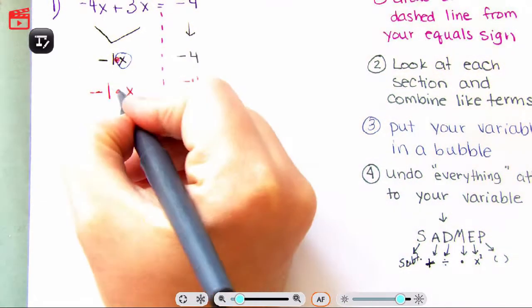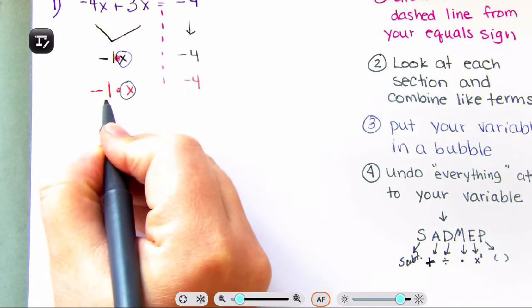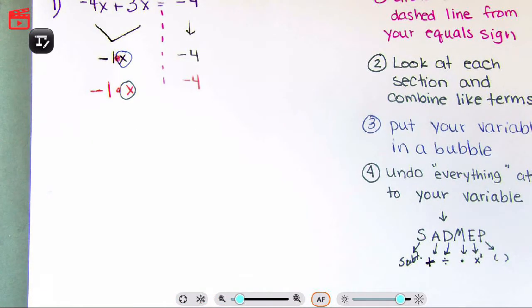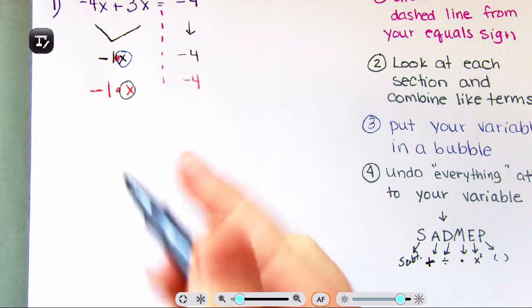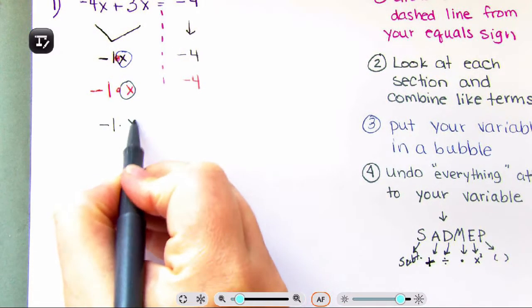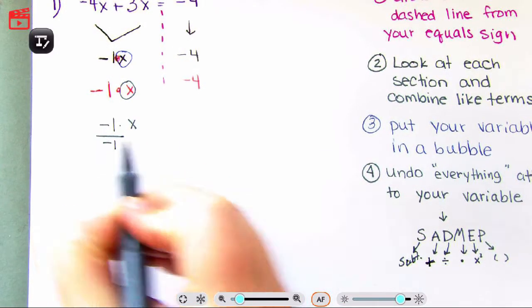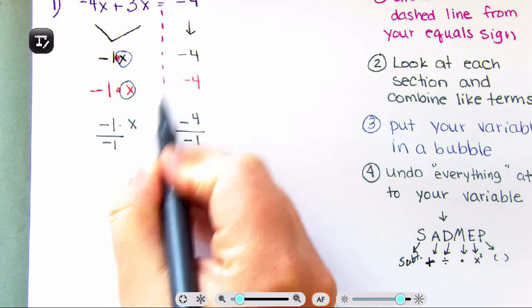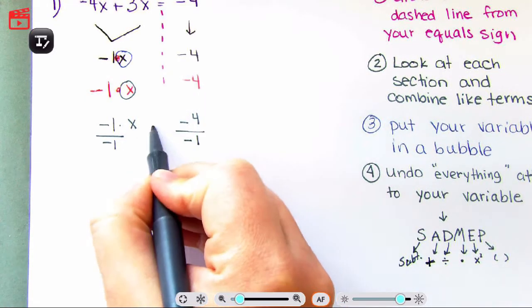So here's x in my bubble. I'm going to divide by exactly the same thing that's being multiplied. So if it is being multiplied by -1, I have to divide by -1. So I have this, and I'm going to divide by -1. And then what does this line represent? This line represents an equals.